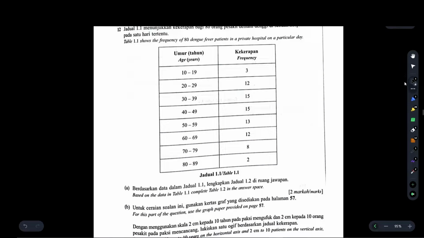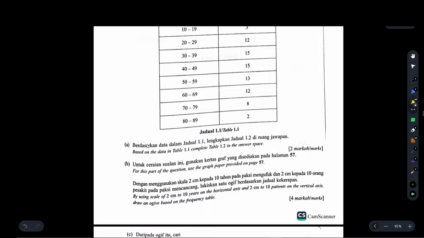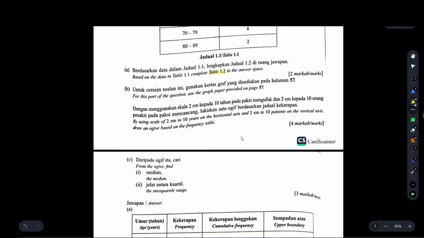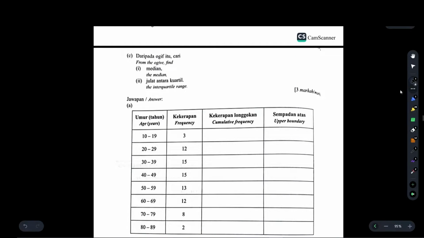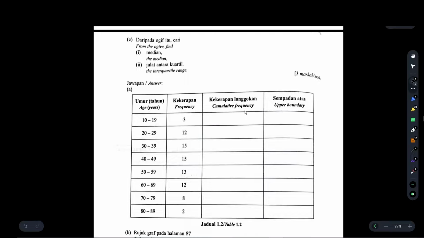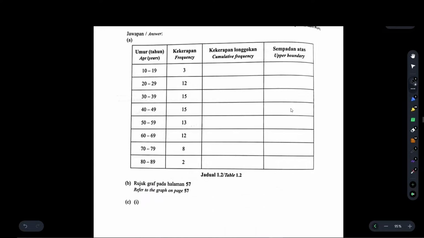Now move on to the next one. This table shows the frequency of 80 dengue fever patients. So this number 80 here represents the total frequency. It's a total. Okay, so let's see. Based on the data in table 1.1, we're going to complete table 1.2 in the answer space. So it's right here. Now we're going to write out the cumulative frequency and the upper boundary.